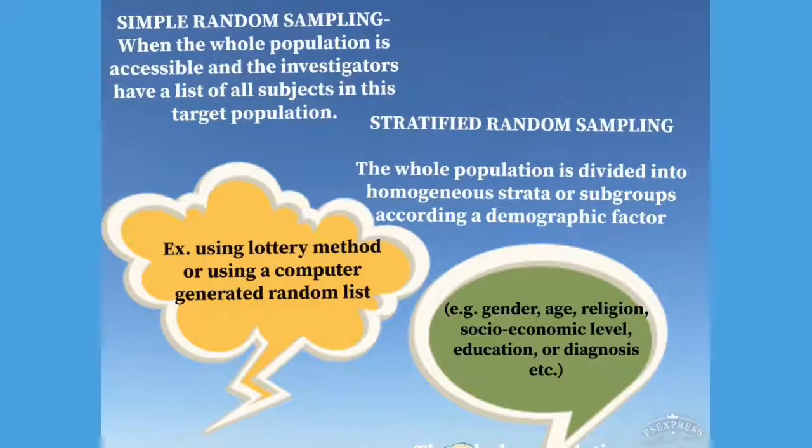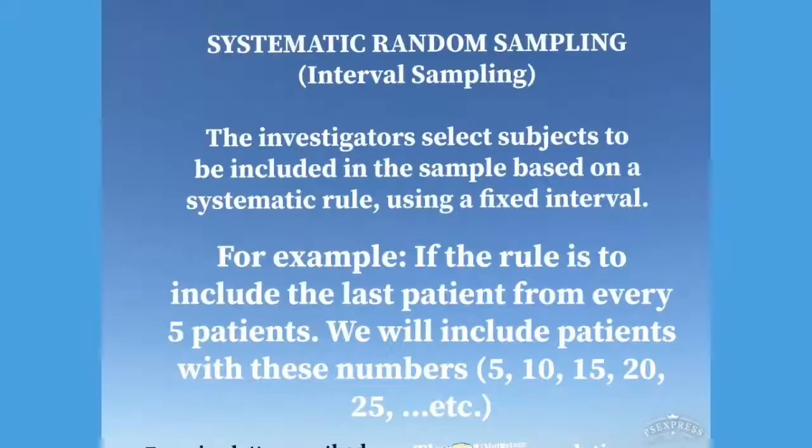Simple random sampling is used when the whole population is accessible and the investigators have a list of all subjects in this target population. Example, using the lottery method or using a computer-generated random list. Stratified random sampling: the whole population is divided into homogeneous strata or subgroups according to a demographic factor. Example, gender, age, religion, socioeconomic level, education.